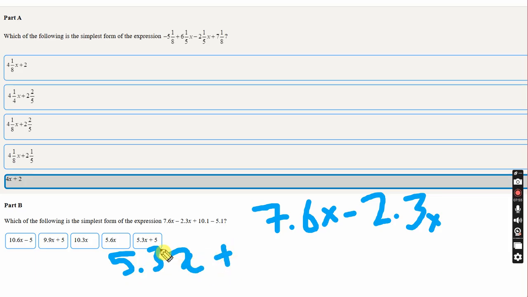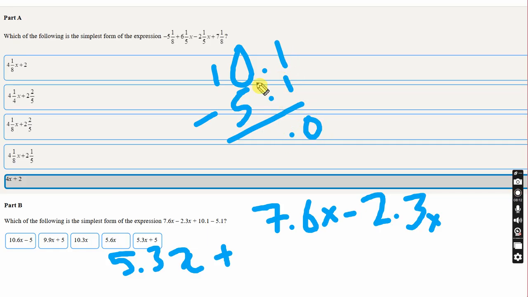Plus 5. Now how did we get 5? It's 10.1 minus 5.1. This is how you subtract decimal numbers. Please keep that in mind. Don't make a mistake. So 1 minus 1 is 0. Put the decimal, drop it down in the same position. 10 minus 5 is 5. So this is the answer.